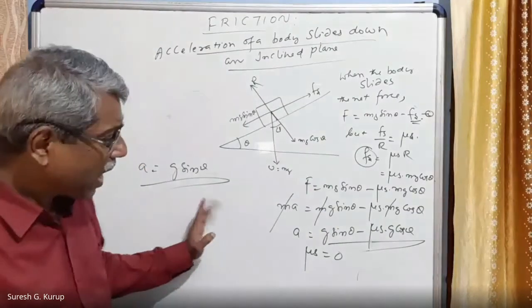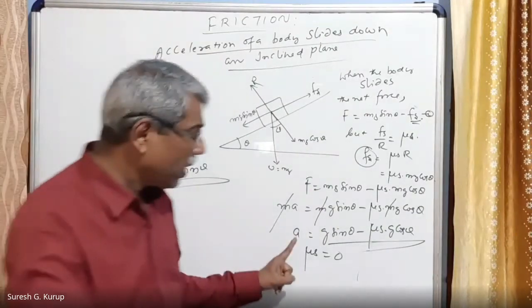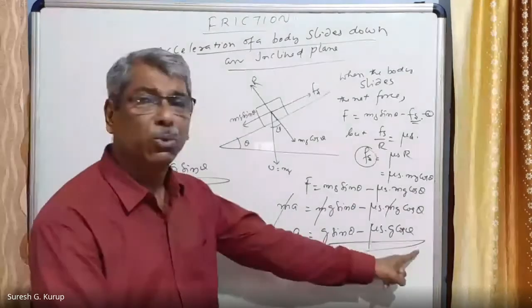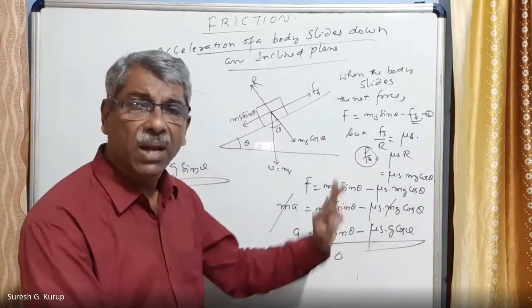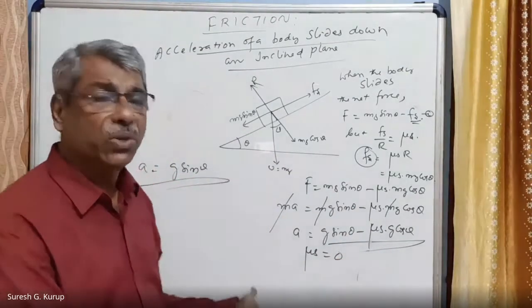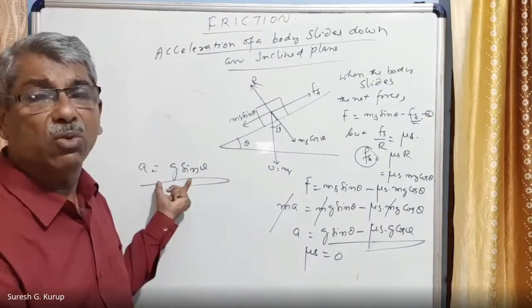The actual value of acceleration is this one: g sin theta minus mu s into g cos theta. When mu s is equal to 0, then only we can write g sin theta. This is for smooth surfaces.